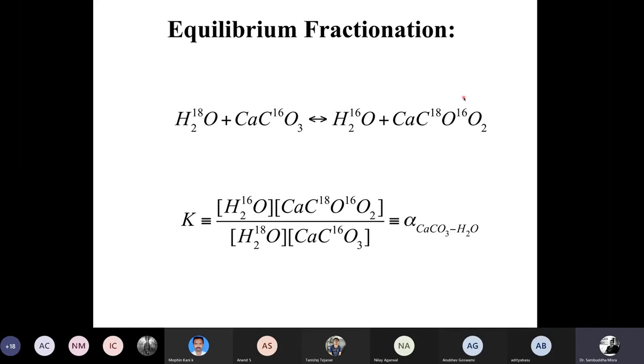There is always a preferential accumulation of the heavy isotope in the more stable phase. So if you move from vapor to liquid and liquid to solid, what you will see is that the heavy isotope preferentially goes from vapor to liquid and then from liquid to solid. And this is what we are observing here. Okay? And this can be expressed as the concentration of each of the species in the system, just like the chemical equilibrium. And that is given by the fractionation factor.